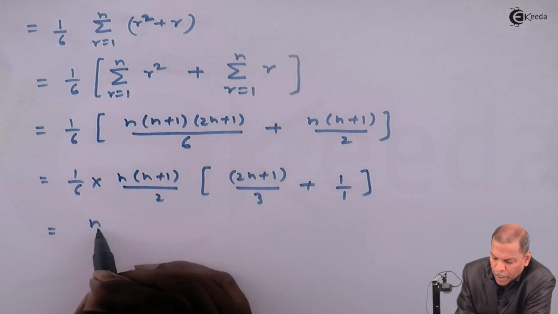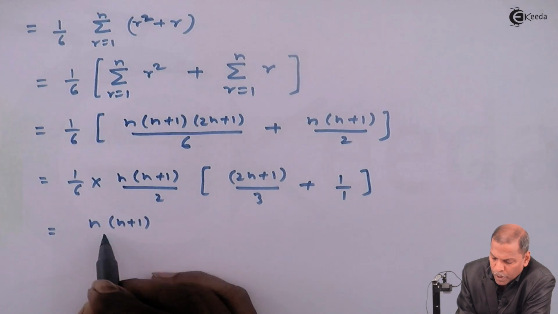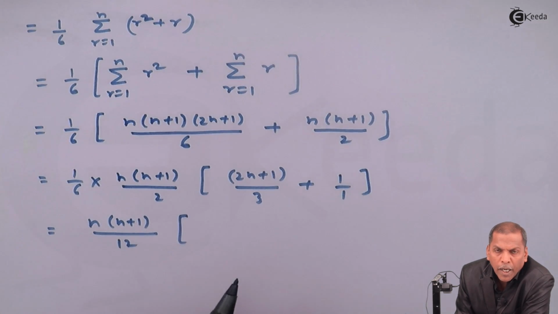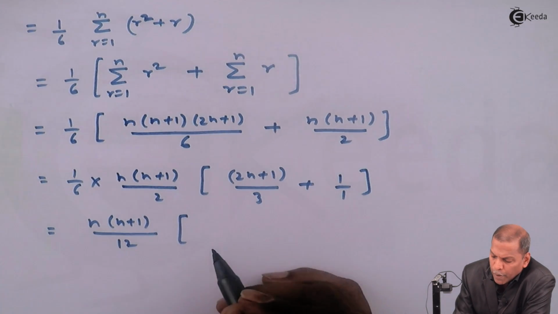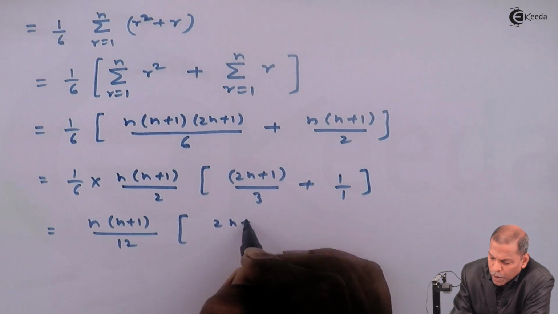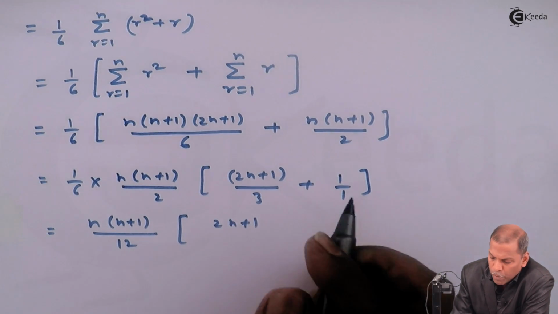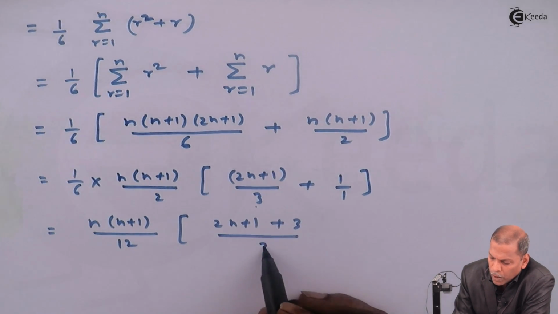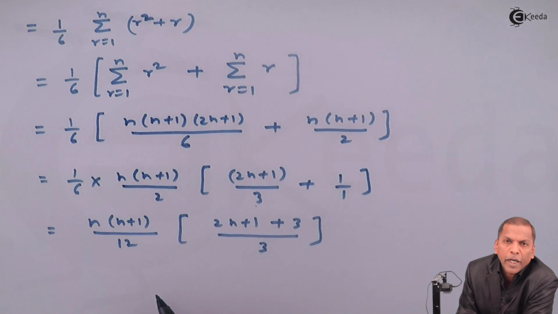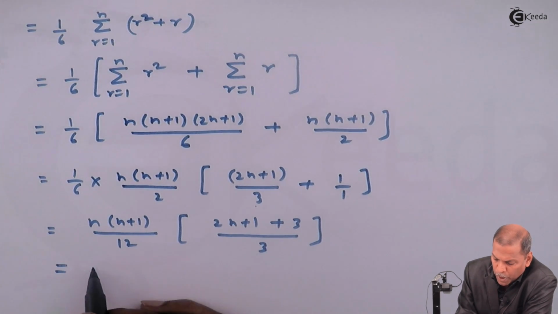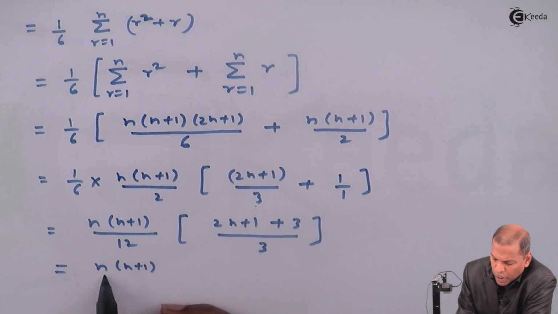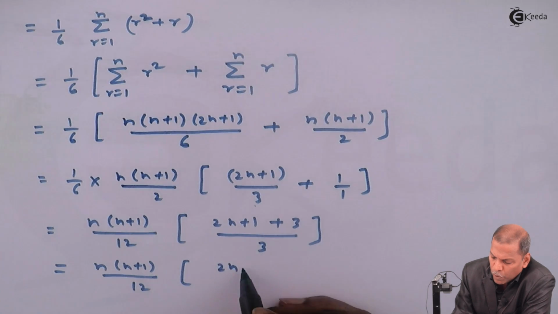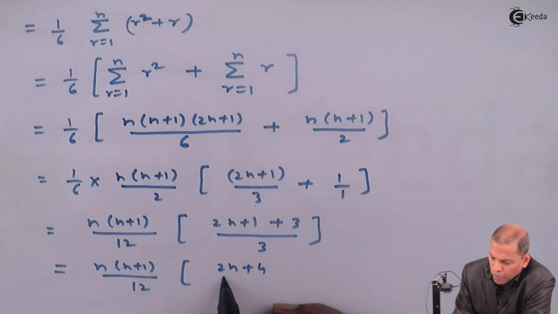So the next step will be n in bracket n plus 1 upon 6 into 2, 12, and inside the bracket we go for cross multiply, then we get 2n plus 1 into 1, so that gives 2n plus 1 plus 3 into 1, 3, and upon 3 into 1 again we get 3 in the denominator. So the next step will be n into n plus 1 upon 12. So inside the bracket we get 2n plus 4 upon 3.